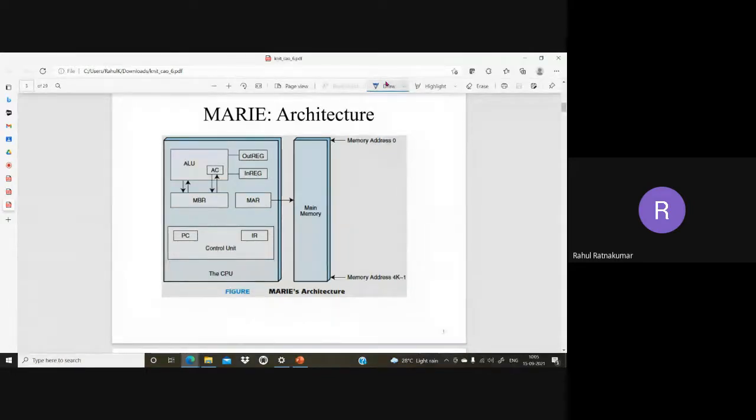The control unit is the Little Man, the calculator is the ALU, and the mailboxes are memory. But Mary is the simplest basic machine with all the minimum features: MBR, MAR pointing to the memory, and the input register and output register. The in basket and out basket map to input and output, and the calculator screen is the accumulator.